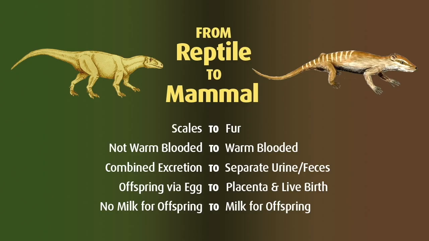Reptiles give birth to offspring via an egg, whereas mammals have a placenta and live birth. That's a totally different way of creating new life. And reptiles have no milk for their offspring, and of course, mammals do have milk for their offspring.